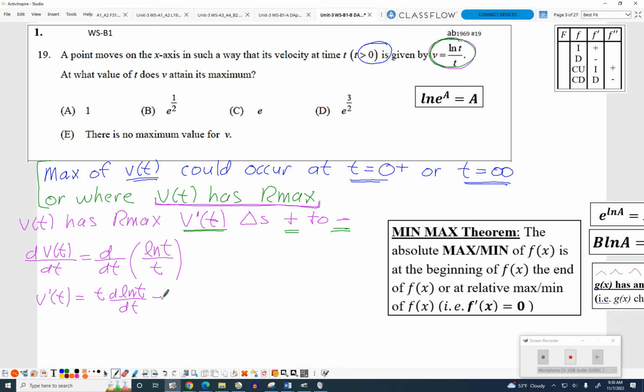Golden, what would you have me write next? Minus ln of t times dt over dt. 2 points. Drex, what would you have me write next? All over t squared. 2 points. Question?